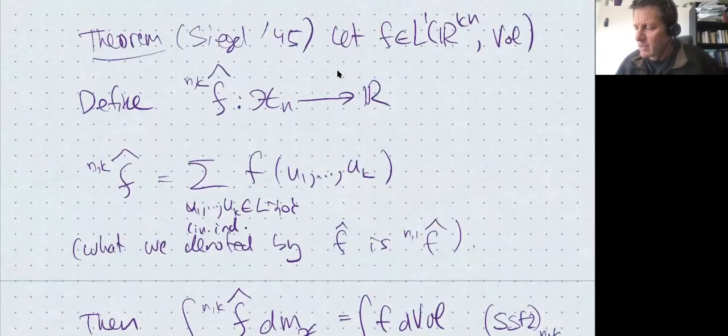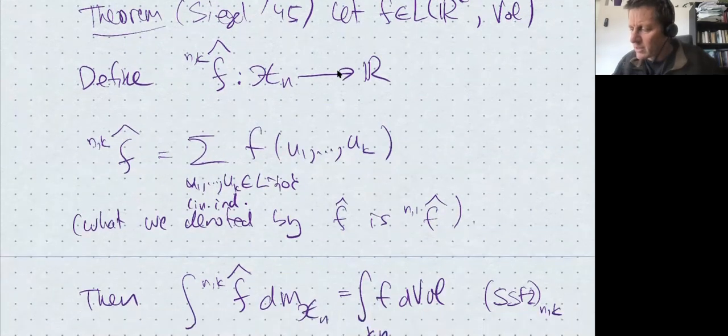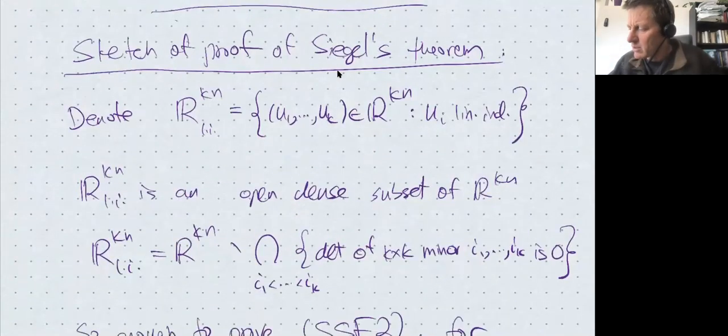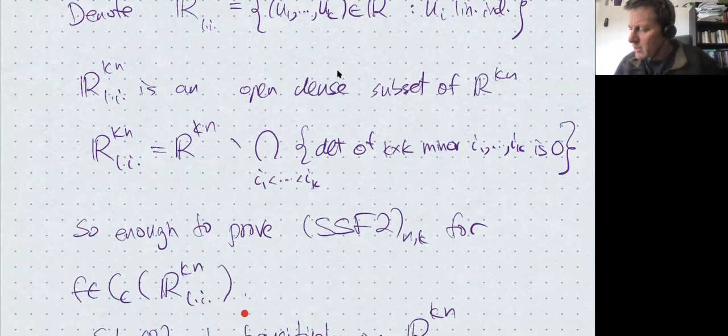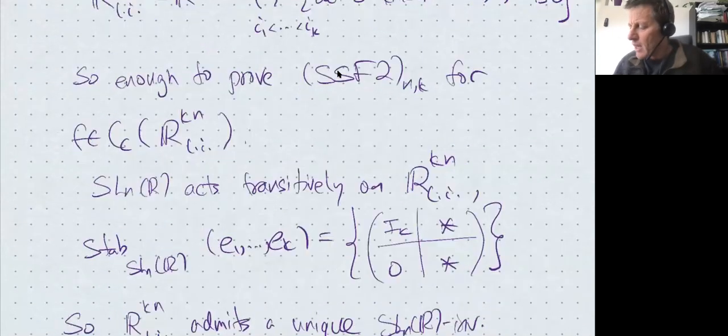Okay, so let's leave it at that. I've changed the statement. This is the statement. I'm keeping the sketch of proof, although I'm not completely clear on where I used this condition. I think I used it here in the approximation argument that says that these functions are sufficient for proving it in general.